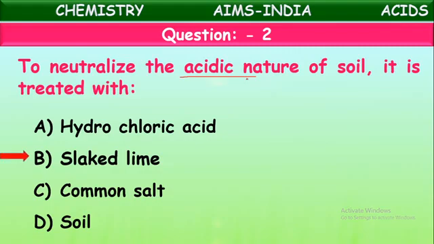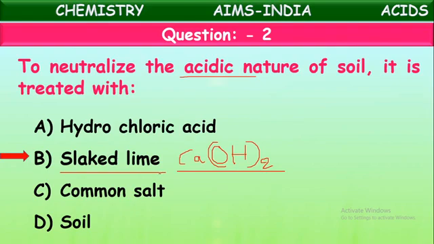Now slaked lime. What is this slaked lime? Calcium hydroxide. Its chemical formula is Ca(OH)2. It is calcium hydroxide. It is called slaked lime. This is spread on the soil which is acidic in nature. So this slaked lime, being basic, reacts with the excess acids in the soil, and hence it is neutralized. Okay. Next question.